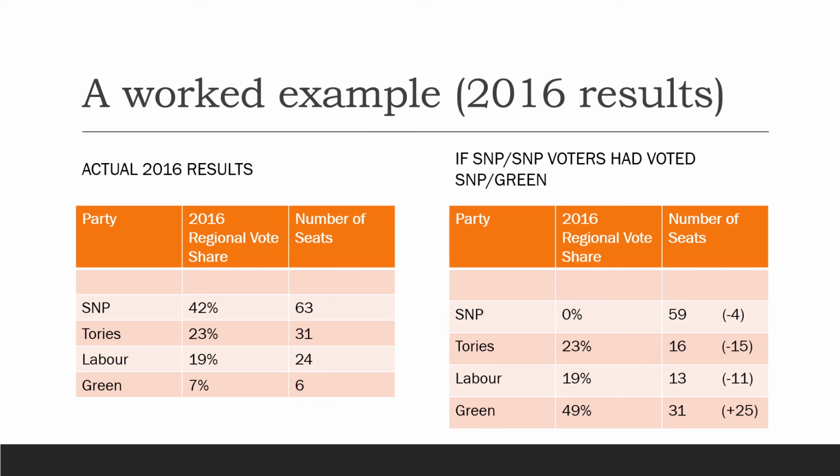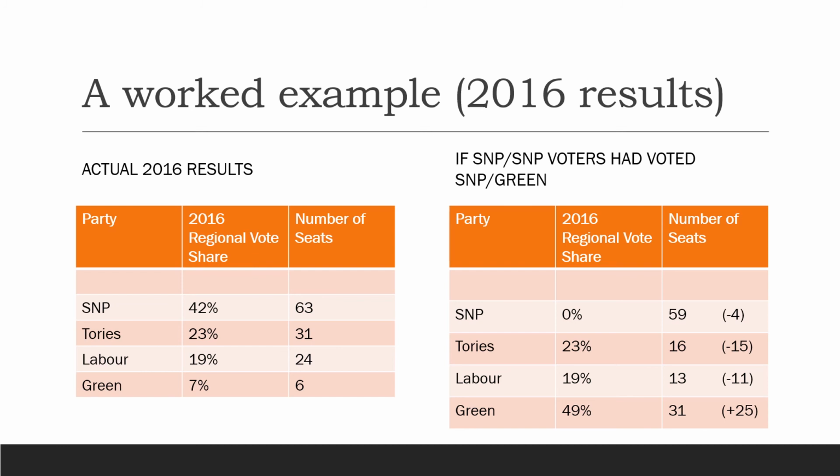But what you can see is that if SNP voters who voted both votes SNP had in fact given the SNP their constituency vote and the Greens their regional vote, they would have ended up with 59 MSPs for the SNP, which is 4 less, but not a huge difference, and there would have been 31 Green MSPs, an increase of 25. And those extra 25 Green MSPs, Greens being pro-independence, that's why I'm using them for this example, would have come because the Tories would have lost 15 seats and Labour would have lost 11.